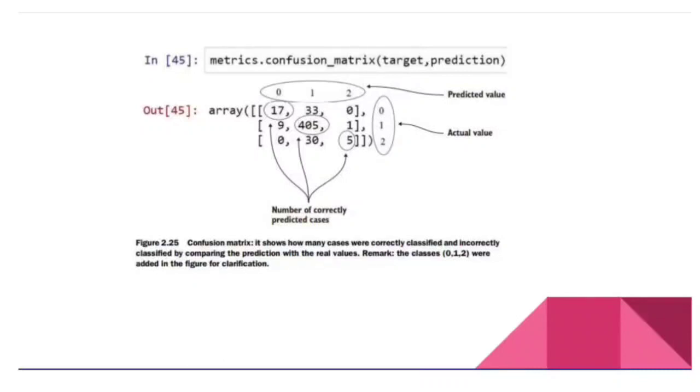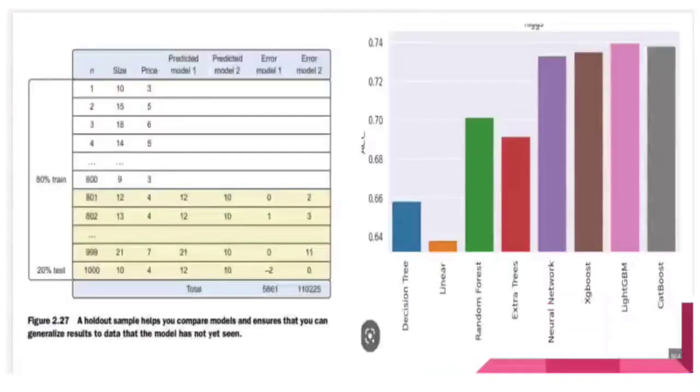So the confusion matrix is nothing but it shows how many cases were correctly classified and incorrectly classified by comparing the prediction with the real values. So here in the example, it predicted 0 1 2, that is classes 0 1 2. So the diagonal reports the results.